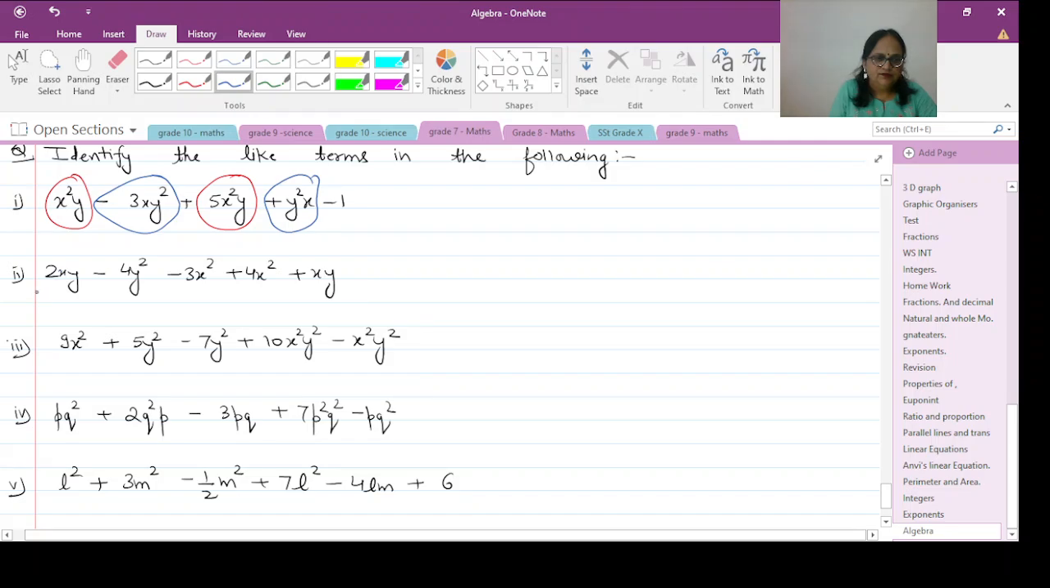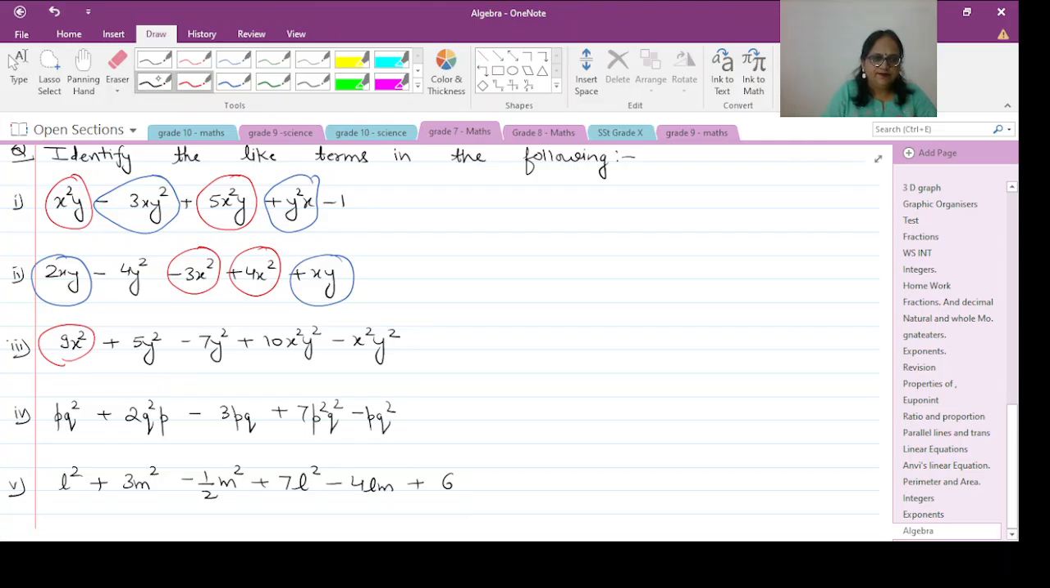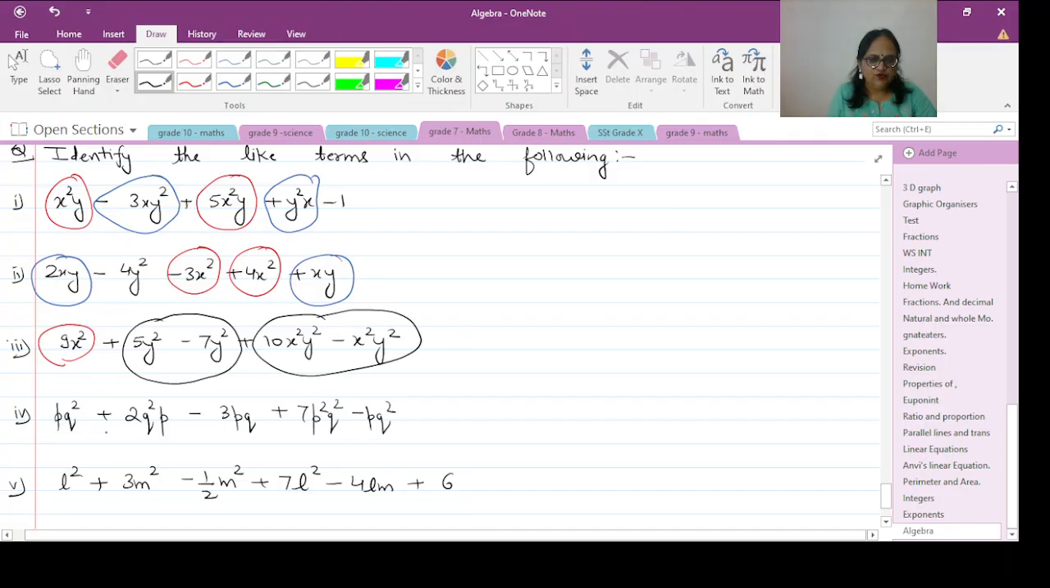So pause and try to identify 2xy, xy, and minus 3x square and 4x square. Here 9x square, no other term is there with the same. Okay. So 5y square and these two are like, and these two are like. Q square p. Okay. Q square p, Q square p. And this is also Q square p. So these three are like.